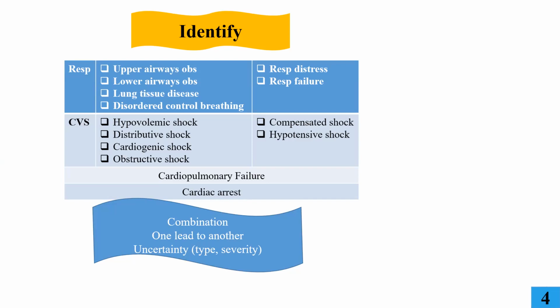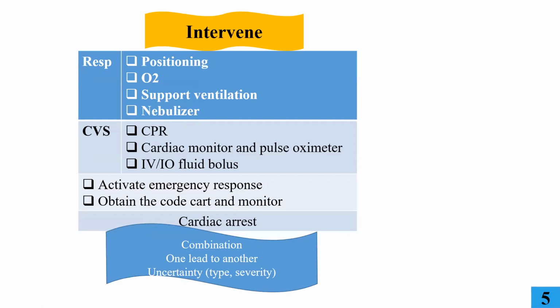For cardiovascular, we also identify problems. It can be hypovolemic shock, distributive shock, cardiogenic shock, or obstructive shock. Then we decide two things: either it's compensated shock or non-compensated shock. And then we might identify cardiopulmonary failure and cardiac arrest. These problems can be combined, and sometimes one can lead to another. So we identify after the initial assessment, primary assessment, secondary assessment, and testing.